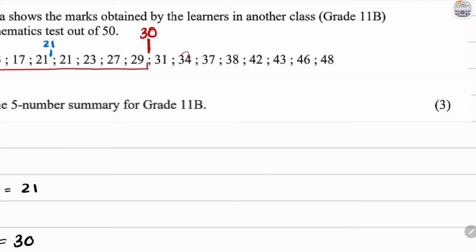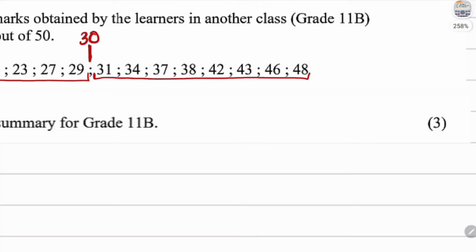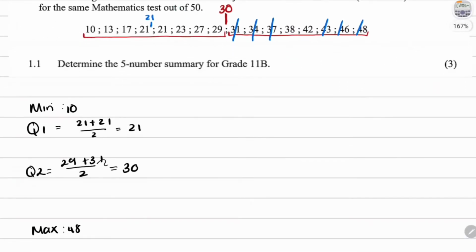Since this is the middle, the upper half starts from 30 all the way to 48, and you're going to find the middle of that. So cancel and cancel and cancel until you get to the middle. And you see that 38 and 42 is our middle. Then you're going to say 38 plus 42.